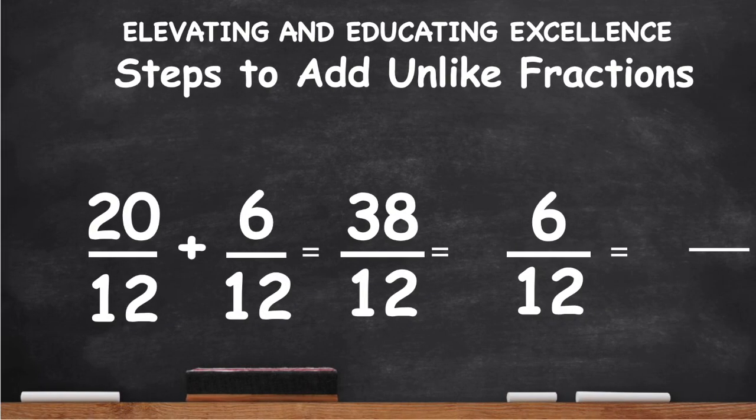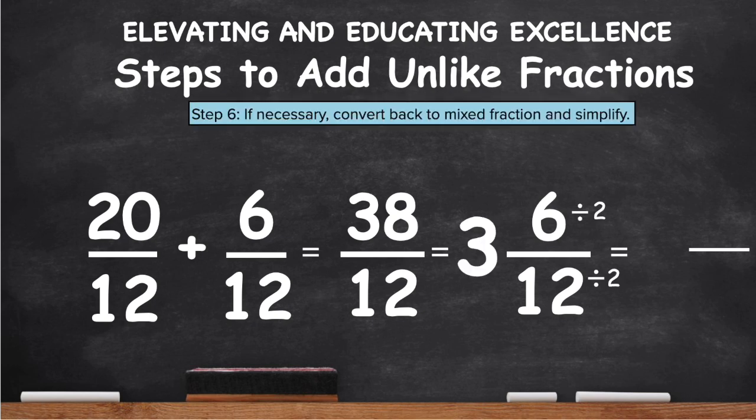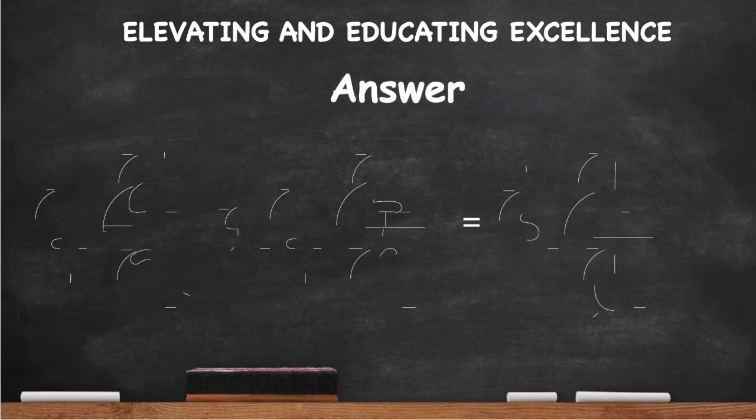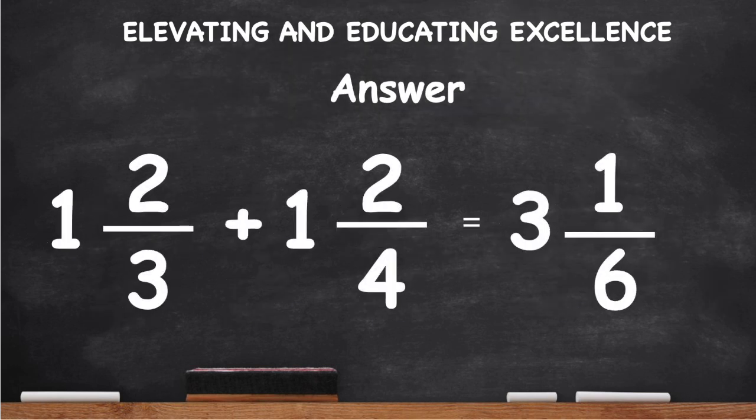So now what we're going to do is divide 2 and 12 by 2. So 2 divided by 2 equals 1. 12 divided by 2 equals 6. And don't forget to move over that 3. The answer is 3 and 1 over 6.